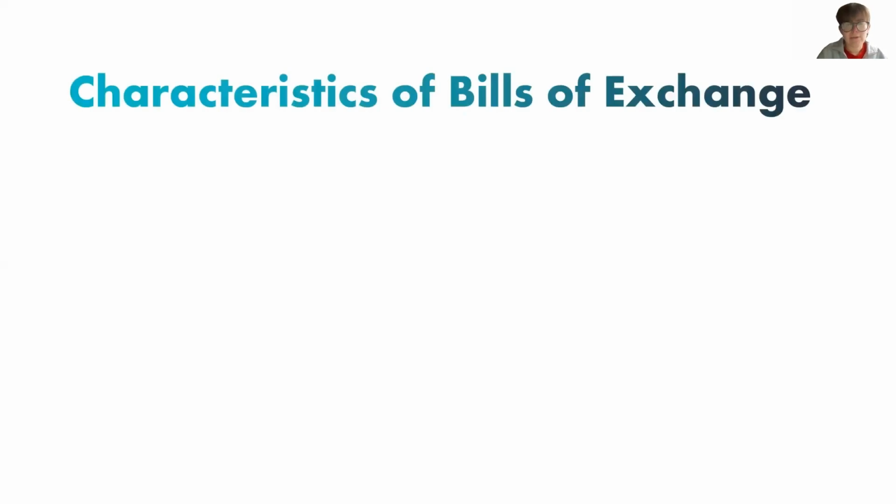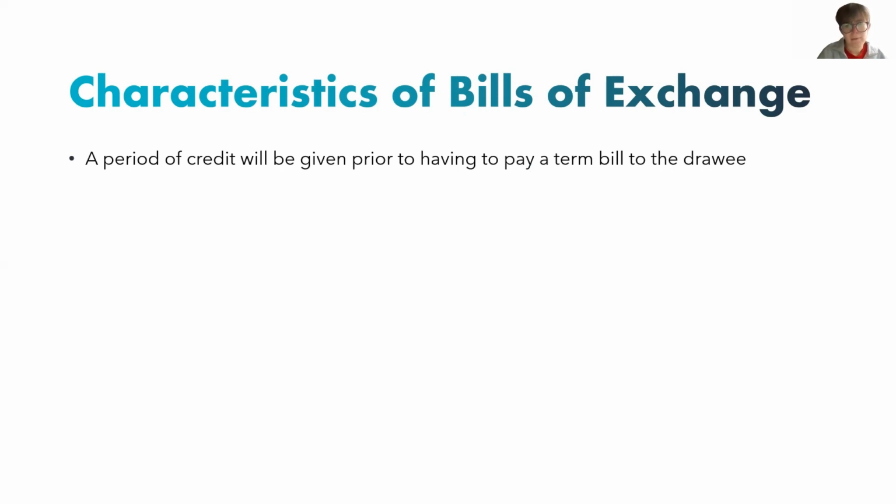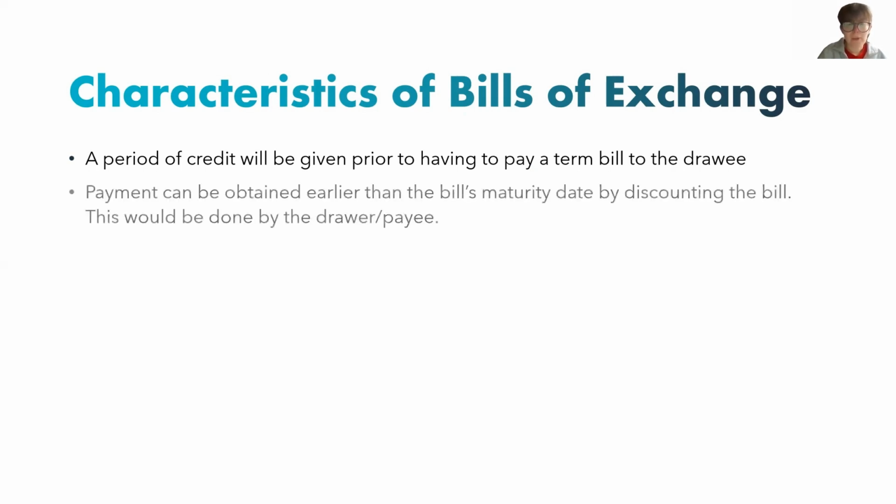So what are the characteristics then for a bill of exchange? So a period of credit will be given prior to having to pay a term bill to the drawee. The payment can be obtained earlier than the bill's maturity date if the bill is discounted, and this could only be done by the drawer or the payee. You may also hear this referred to as acceptance credit.